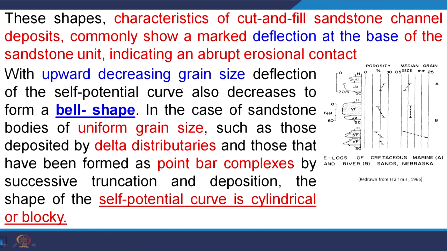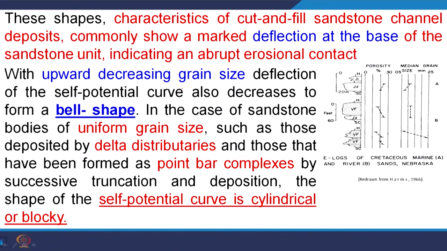This shape is characteristic of cut and fill sandstone channel deposits, commonly showing a marked deflection at the base of the sandstone unit, indicating an abrupt erosional contact, because as we say it is a channel sand deposit, that means earlier it was a riverbed there and it was filled with sand. So, at the bottom part of this channel sand, it has an abrupt relationship with the underlying units. With upward decreasing grain size, the deflection of the self potential curve also decreases to form a bell shape.